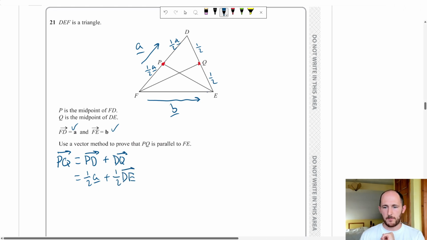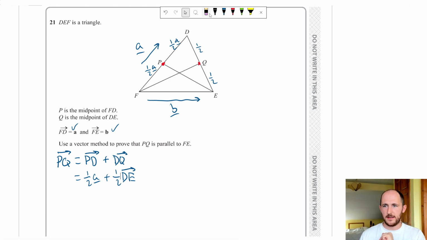Remember that the point Q was halfway between D and P. It's the midpoint. Okay. Does that help me? A little bit. Because I couldn't work out what DQ is, so now I've changed it in terms of DE. I've got half DE. Can I work out D to E?